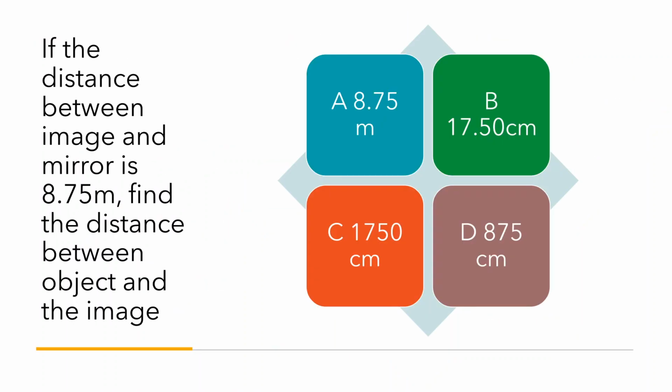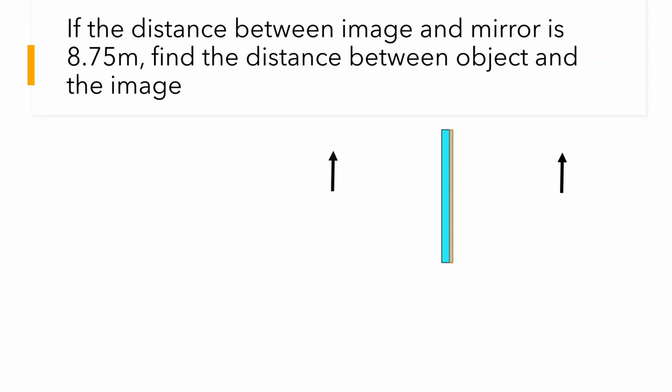This is a bit of a numerical for you. The distance between image and mirror is 8.75 meters. Find the distance between object and the image. We'll discuss that diagrammatically. Distance between image and mirror is 8.75. This is the image.